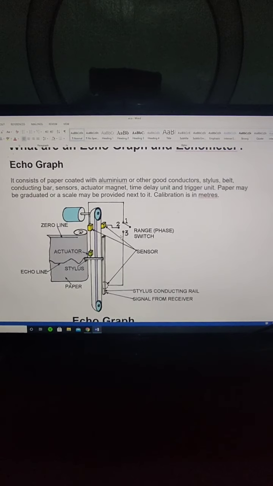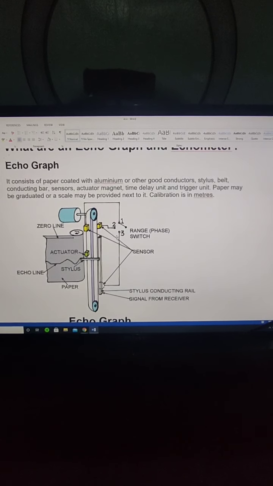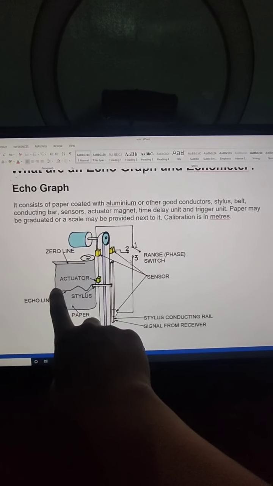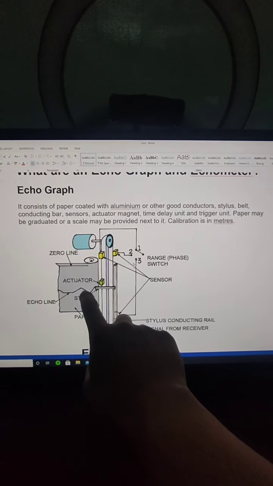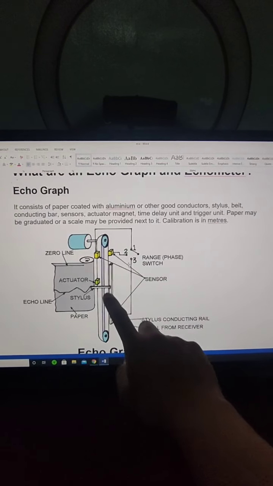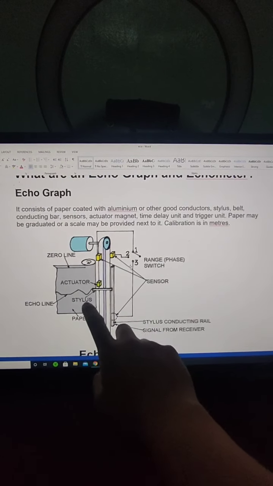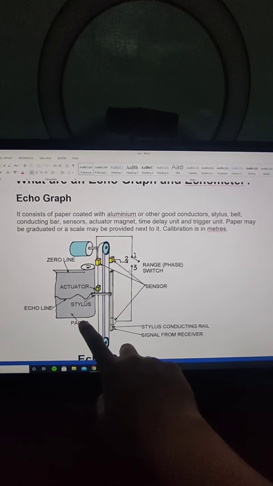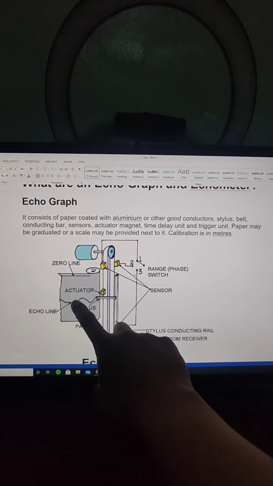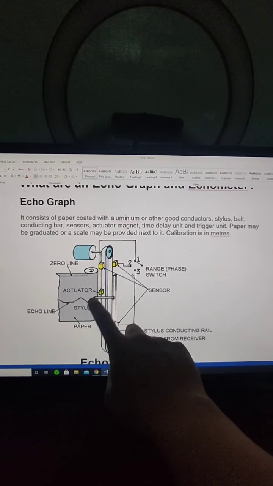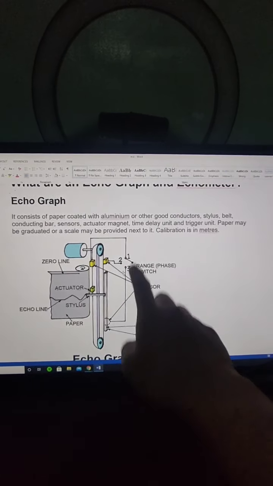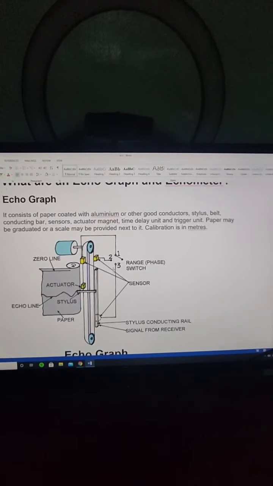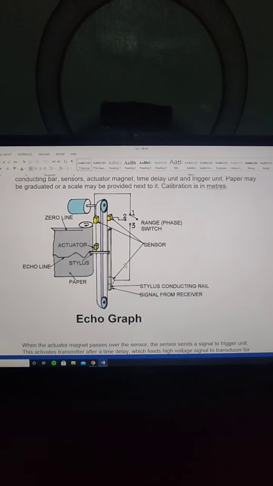So let's see the echograph. This is an echograph. This is the depth that the transducer transmits to this echograph, and this is the paper, or the echo line paper. This is the indicated depth under our keel, and there are two sensors there, and this is the technology on the echo sounder.